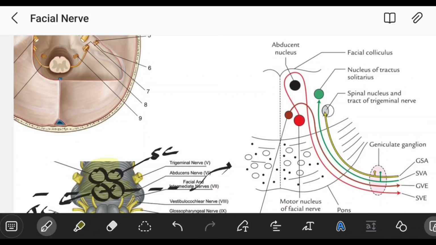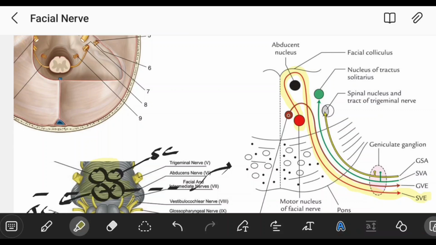Any origin will happen from a nucleus, because it's a nerve, correct? So there are four nuclei which give rise to the facial nerve. Number one, the most important, is the motor nucleus of the facial nerve, which is marked in red. It forms a loop around the abducens nucleus to form the special visceral efferent, which supplies all the muscles of the face, the expression muscles.